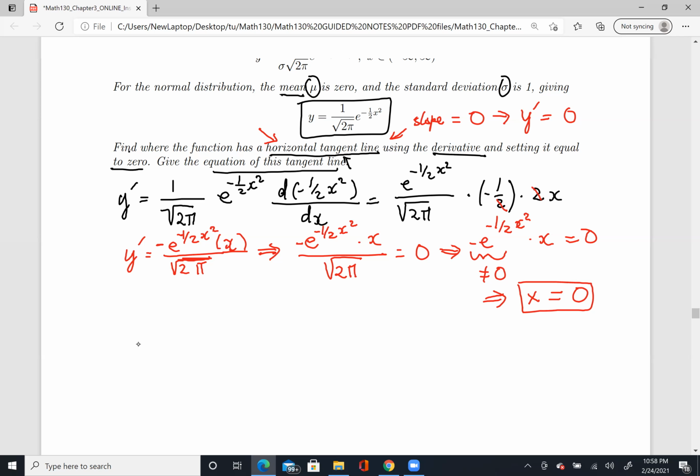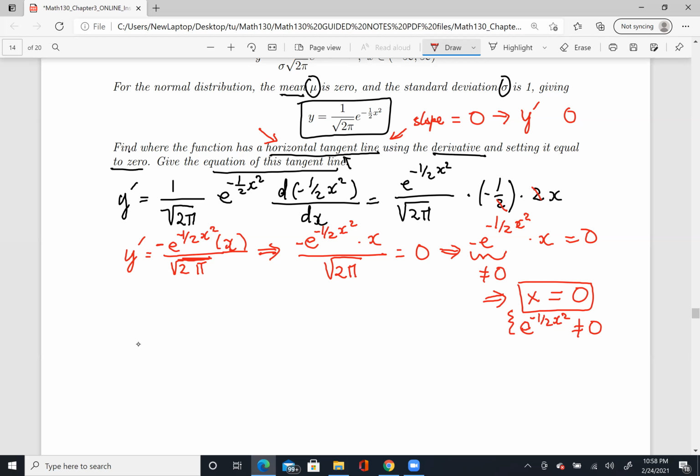Okay, and I'm gonna say e to negative 1/2 times x squared is not equal to 0. Okay, so then now I know that here is y derivative of a, right? And here is y derivative of a.